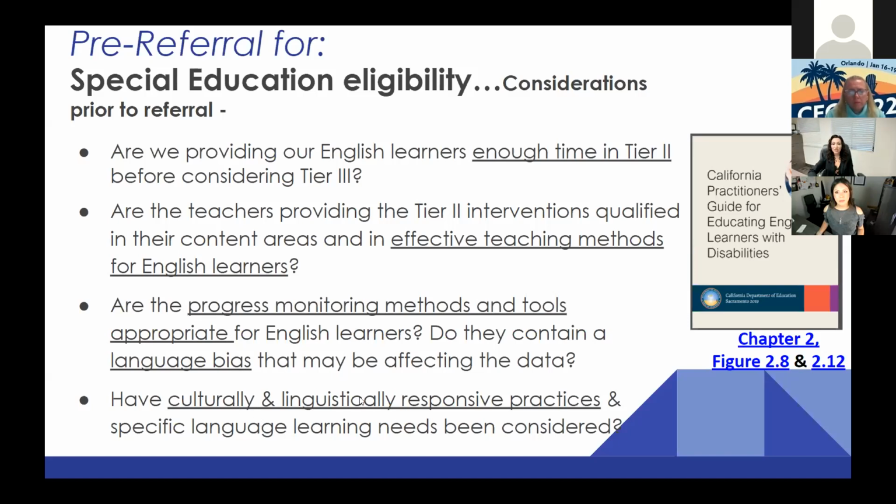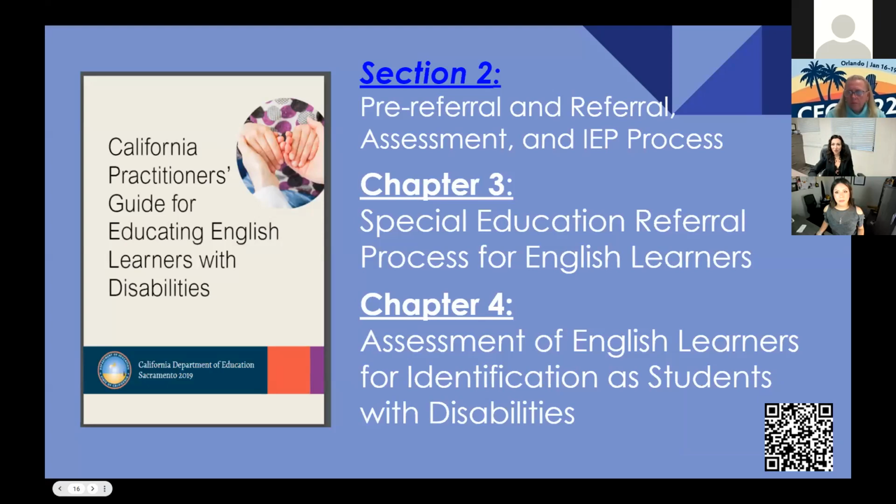Are our staff, our personnel, building communities within our schools where we align our systems, where we align our supports and interventions to ensure culturally and linguistically responsive practices? Because we also note that across California, many of you may have various languages, dialects within languages represented within your respective school sites, districts, county offices, and SELPAs. So as we walk into section 2 of the California Practitioner's Guide, we also consider pre-referral and referral assessment and the IEP process should a student be identified as an English learner with a disability.